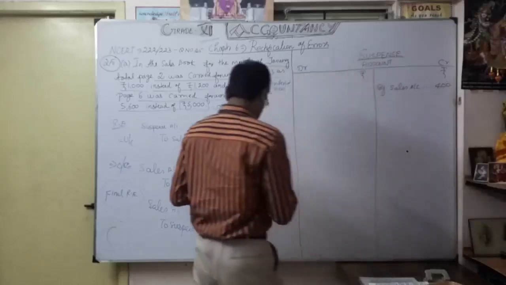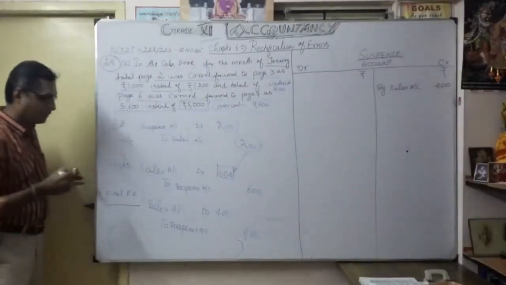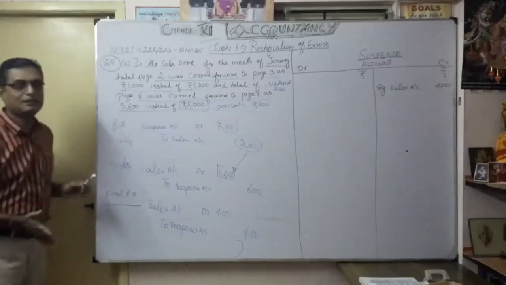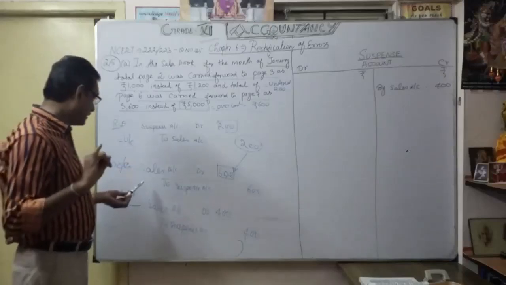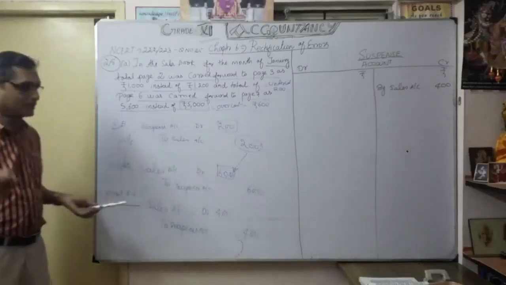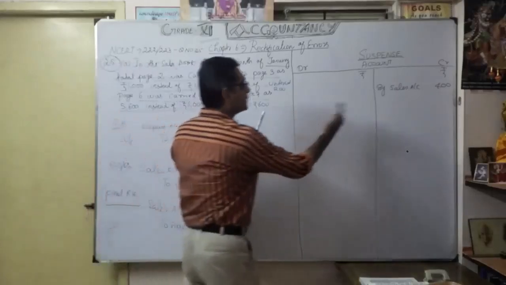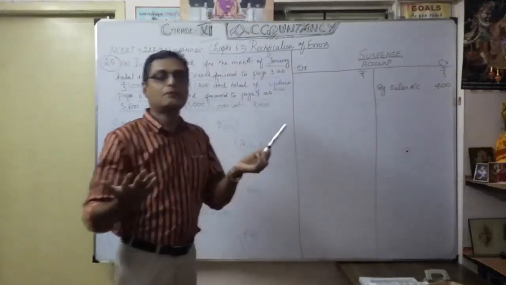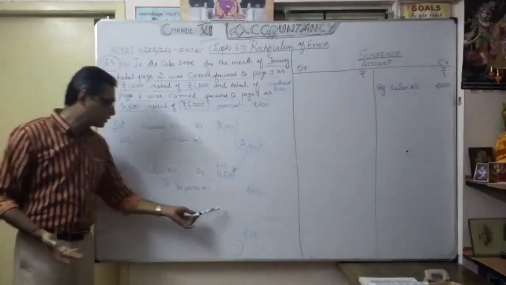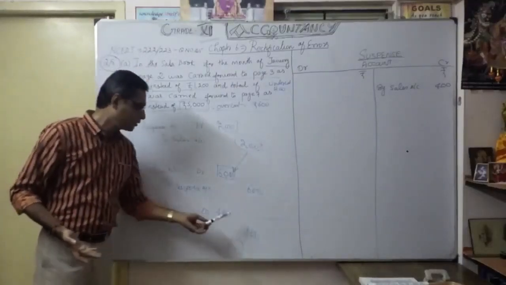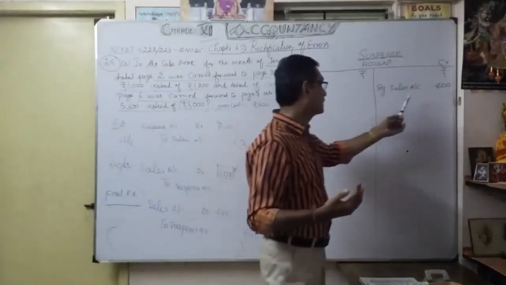You understood? So instead of writing two rectification entries, you can write one final rectification, or you can write in the same manner for understanding purposes. The first rectification entry is because of undercasting, the second because of overcasting. So what's the net effect? If you put it in the Suspense Account on both sides, the net effect becomes only 400. That's why you can directly write the rectification entry: Sales Account Debit 400 to Suspense Account 400.